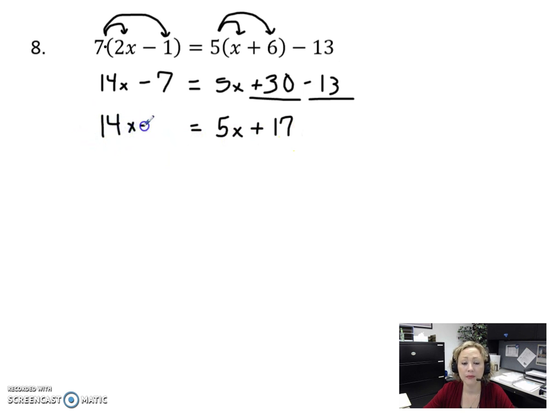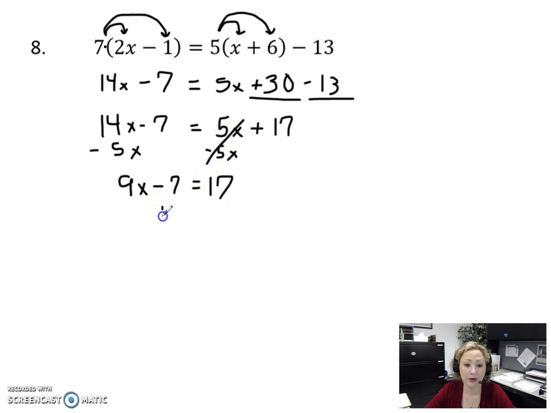At this point, check and see if you have the variable on both sides, and you do, so that's going to be our first concern. Because it's a positive 5x, I'm going to subtract 5x from both sides. That'll leave me with 9x minus 7. My variable is cleared out on the right, and I'm down to a 2-step equation. So I'm going to add 7.